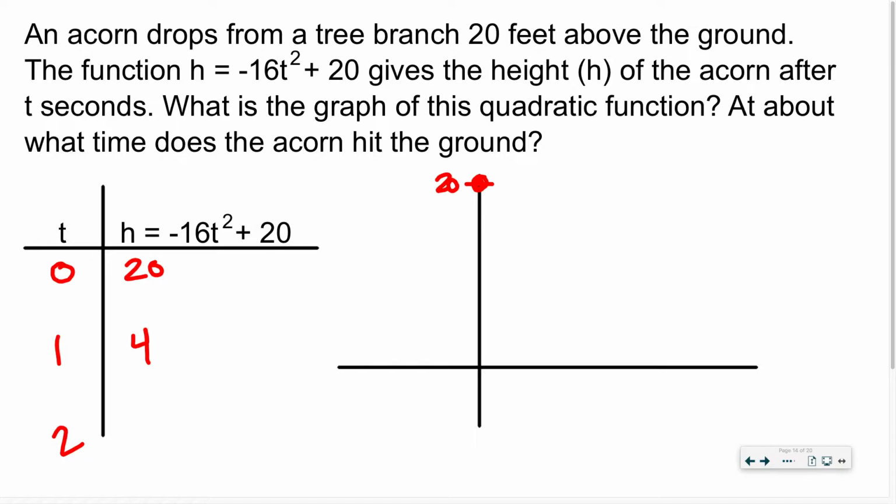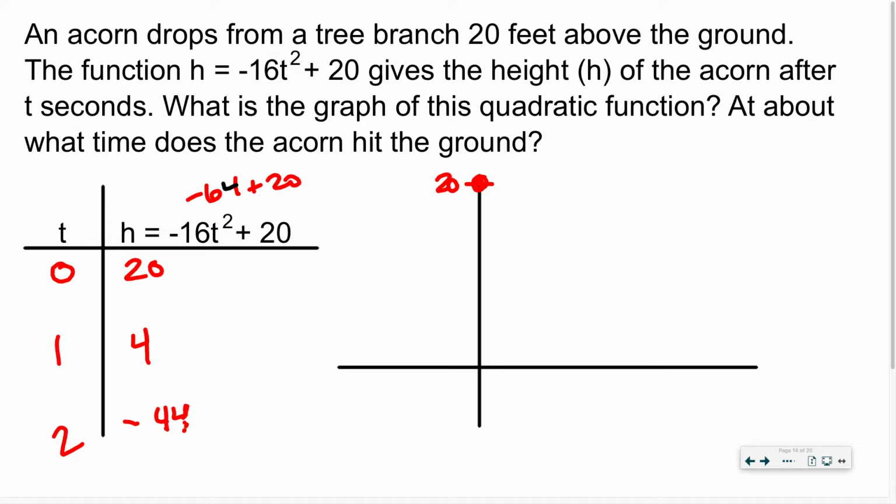What do you think, David? Negative. It's definitely a negative. Check your calculation. Negative 44. 2 squared is 4. 4 times negative 16 is negative 64. And negative 64 plus 20 is negative 44.